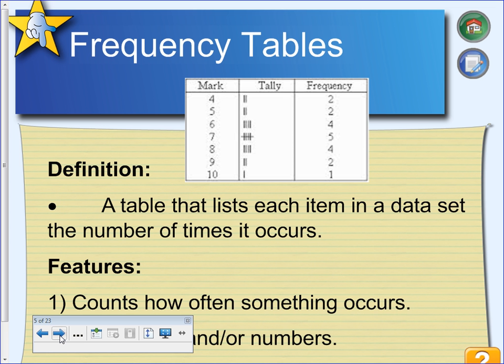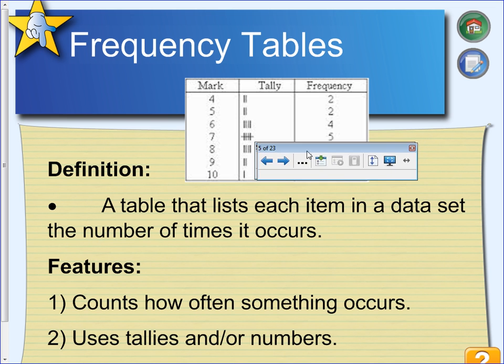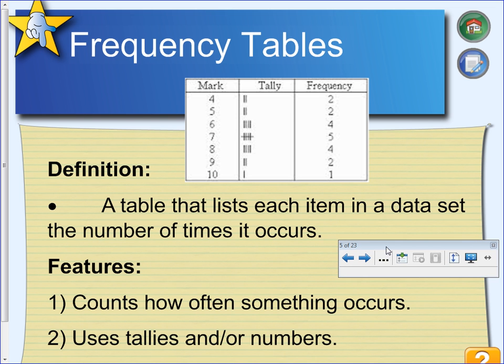And here we go. Frequency tables. First one we're going to do is, I'm going to move this out of the way because it's clearly in the way. A definition of a frequency table is a table that lists each item in a data set, the number of times it occurs. As you can see on our example here, Mark has all these numbers 1 through 10, and he tallied how many times they occurred, and then he counts the tallies over here. This is what you call a frequency table. It's one of the simpler tables to do.